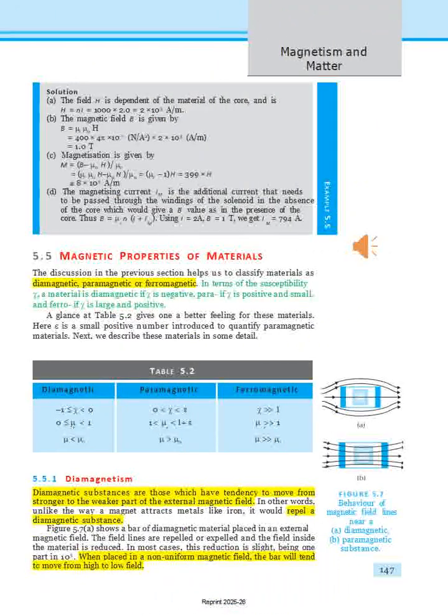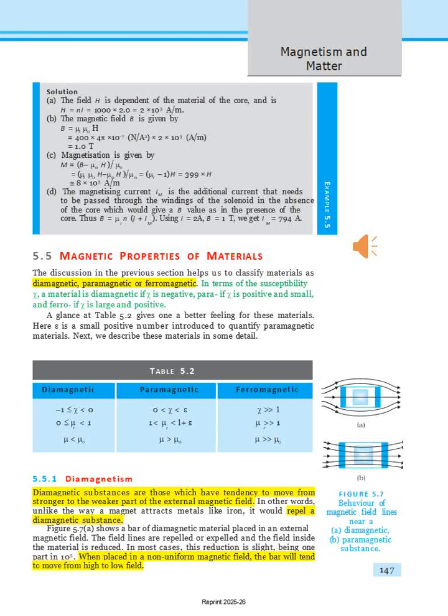Magnetic properties of materials. The discussion in the previous section helps us to classify materials as diamagnetic, paramagnetic or ferromagnetic. In terms of the susceptibility, a material is diamagnetic if it is negative, para if it is positive and small, and ferro if it is large and positive. A glance at table 5.2 gives one a better feeling for these materials. Here epsilon is a small positive number introduced to quantify paramagnetic materials. Next, we describe these materials in some detail.